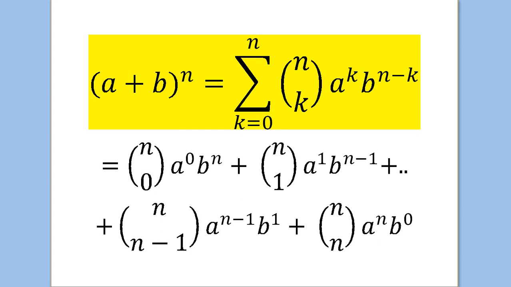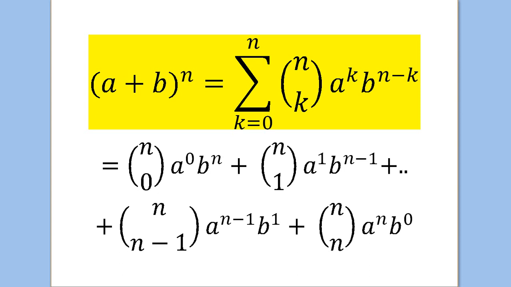So the original binomial theorem states that (a + b)^n equals the sum from k = 0 to n of n choose k, a^k, b^(n-k). That's in yellow. That's the original binomial theorem, or binomial formula. And that's equal to n choose 0, a^0, b^n, plus n choose 1, a^1, b^(n-1), plus dot dot dot, plus n choose n-1, a^(n-1), b^1, plus the final term is n choose n, a^n, b^0.